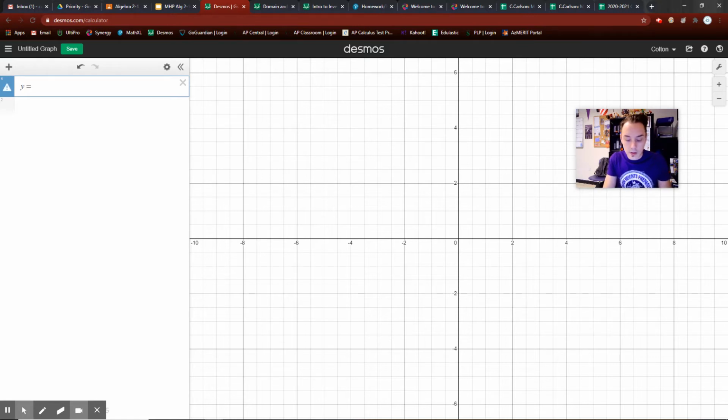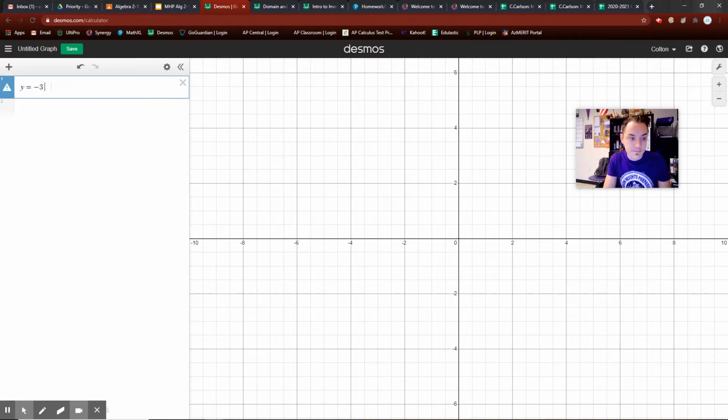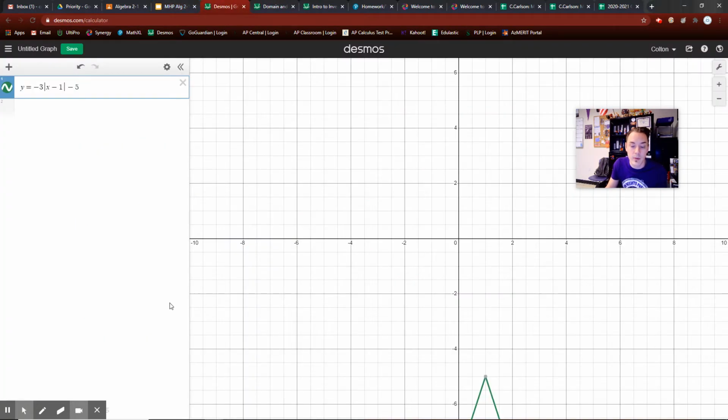So I have y equals negative 3, and I can do my absolute value bars, which is right here: x minus 1. Notice how I'm starting to get something. And then minus 5. So let's look back here: negative 3 times the absolute value of x minus 1, minus 5. Now some of you may be wondering, how did I get the absolute value bars?